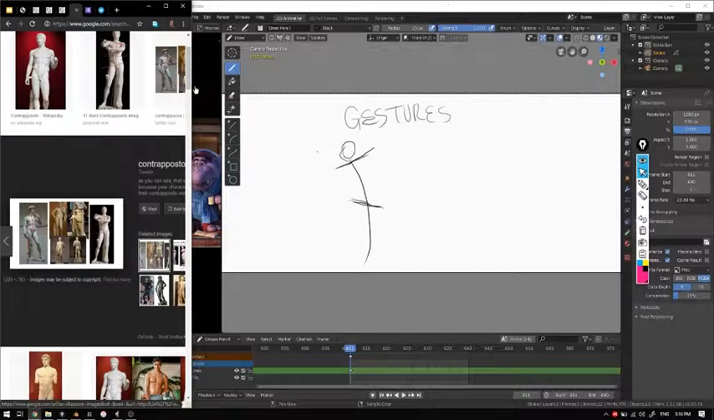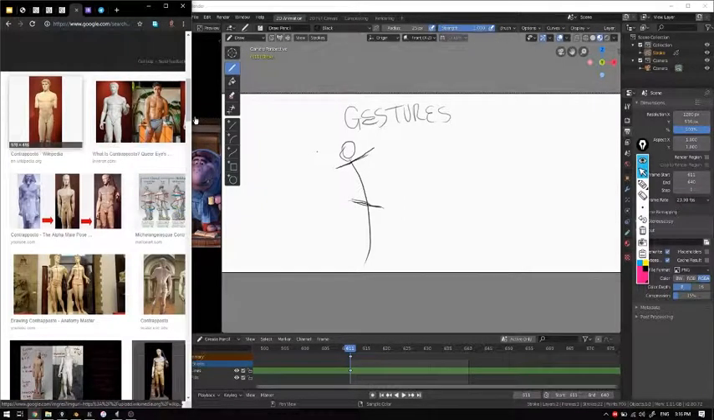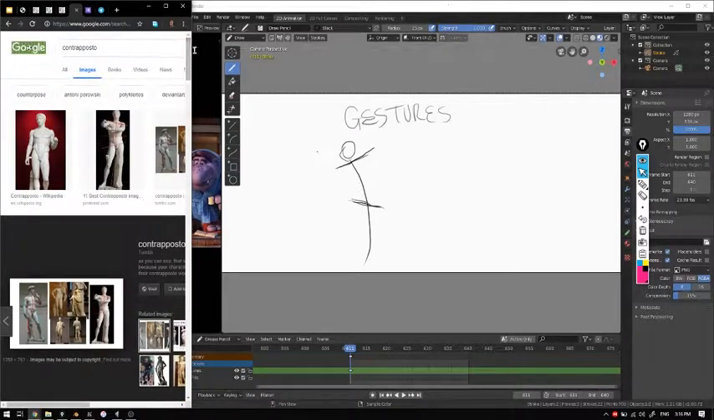If you really want to study posing and gestures, check out what sculptors were doing, especially in the old days. They were doing a lot of this sort of contrapposto idea. So check that out.